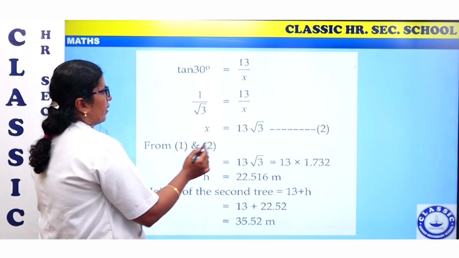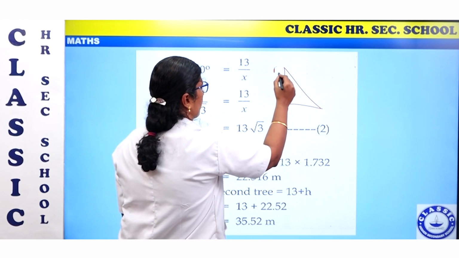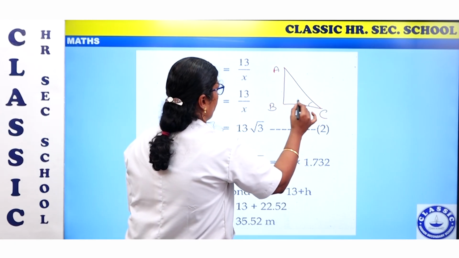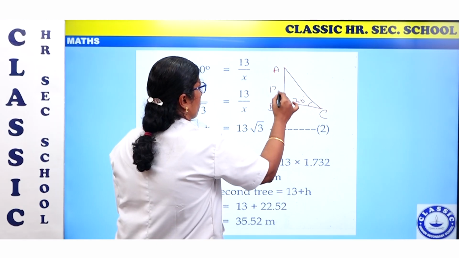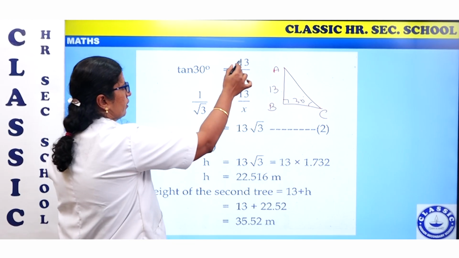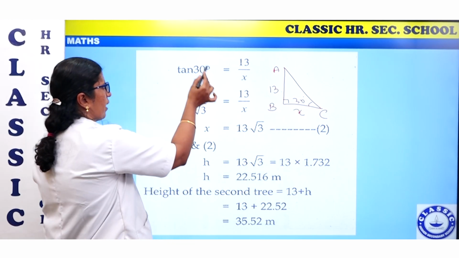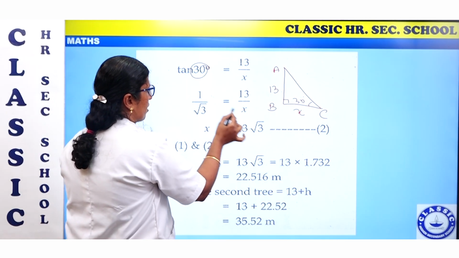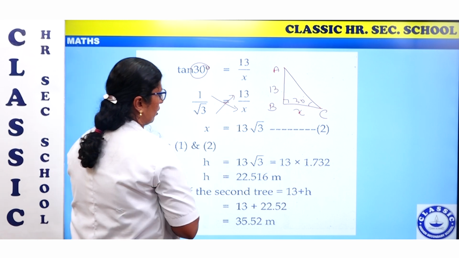Second one, I am taking another triangle. It is the depression. A, B, C. What is the angle given? 30 degree. Now, how much is the first tree height given? 13 meter. So the opposite side of the angle is 13 meter. The distance between both trees is x. The same concept. What is the tan 30 value? 1 by root 3. Here 13 by x. Just cross multiply here. 1 into x is x, and 13 into root 3, 13 root 3.